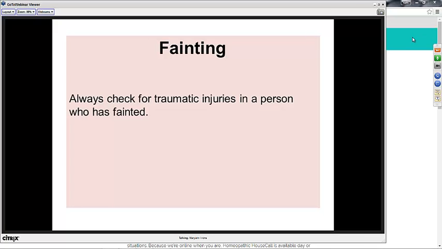Well, and the other thing about fainting is, you know, it can be a vasovagal reaction. Somebody just is upset about something. It can be low blood sugar. It can be a cardiac arrhythmia, for God's sakes. You know, how do you know that?